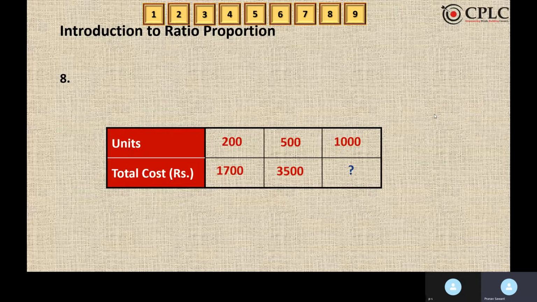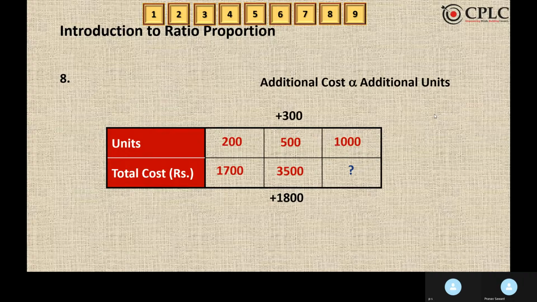As I said earlier, additional units is directly proportional to additional cost. So how to find out additional units? We'll simply do 500 minus 200. How to find out additional cost? We'll simply do 3500 minus 1700. So 300 additional units for that 1800 additional cost.